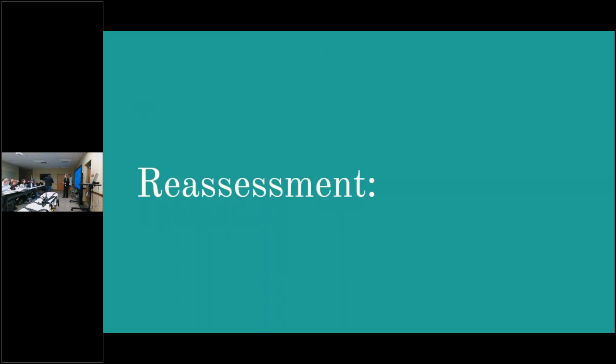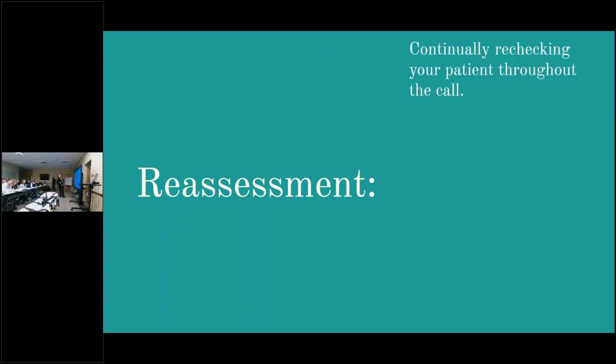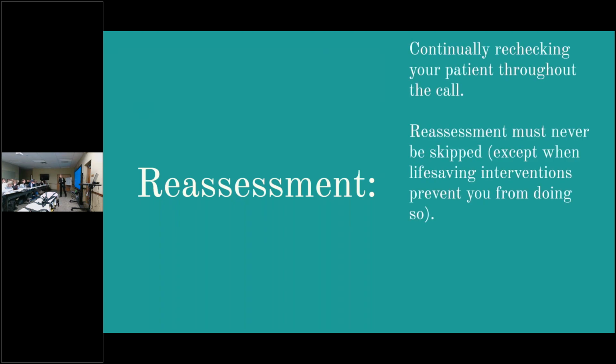So this is about the reassessment. We just talked about that. We want to be continually reassessing our patients. Reassessment, we don't ever skip it, especially when we've done interventions or they're a critical patient. We definitely need to be reassessing to watch for those trends, right?